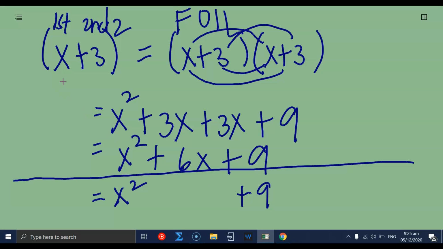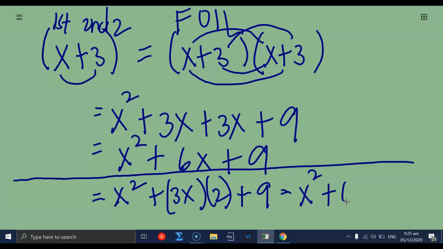And then what we do to find the middle term, 6x, is to multiply the first and the second terms, which is 3x, and then double. And so, therefore, we will have the same product, that is x squared plus 6x plus 9. That's the product of 3x times 2. This outcome is called the PST, which is the perfect square trinomial.